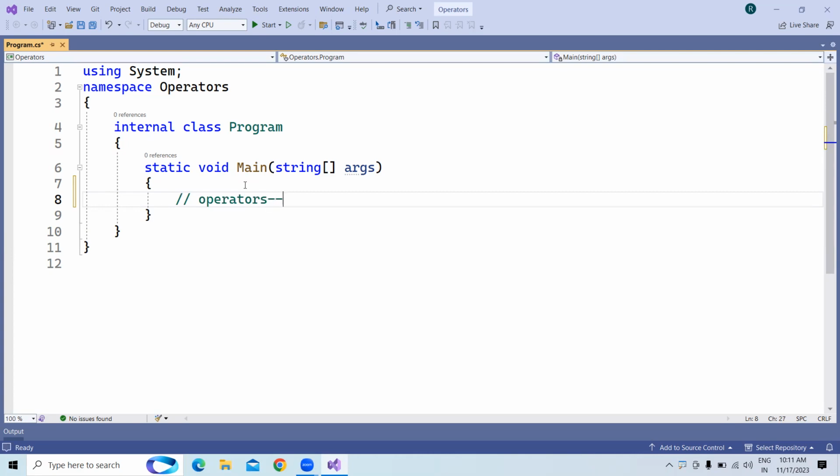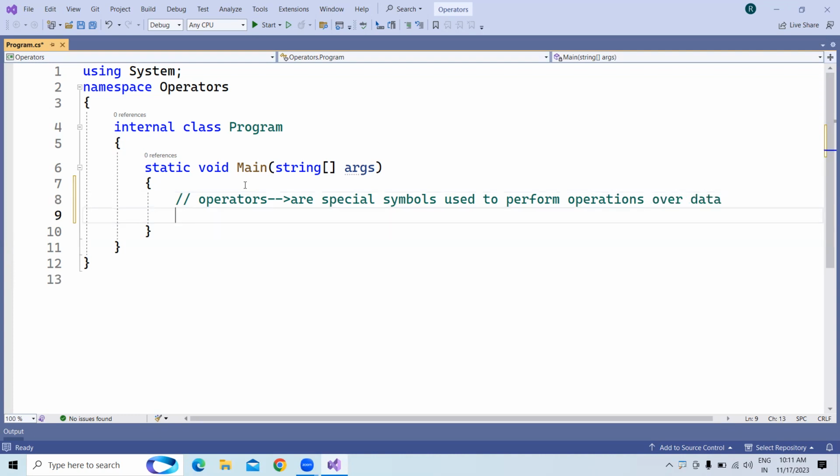So see, what do operators mean? Operators are special symbols used to perform operations over data.